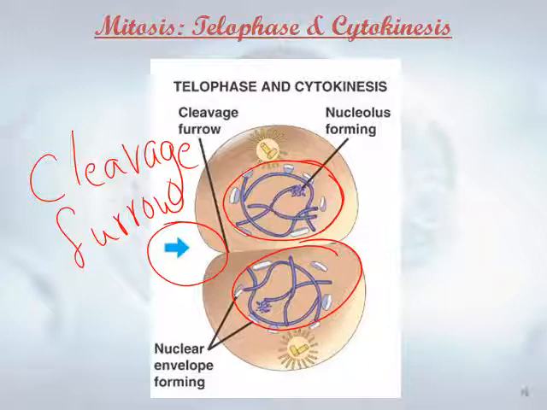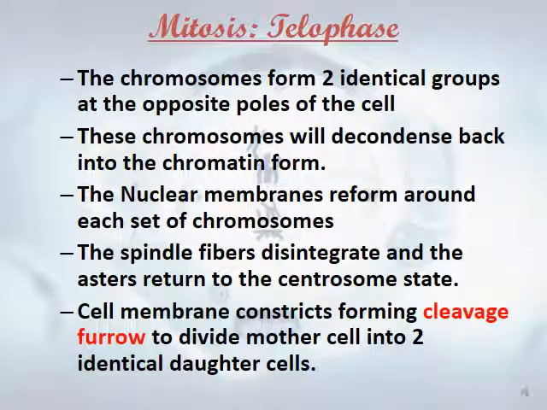The nuclear membrane will reform, will appear again around each set of chromosomes. Here the nuclear membrane will start to reappear, and the spindle fibers disintegrate, and the cell membrane will constrict. This is the constriction site. The cell will constrict here, forming what's known as the cleavage furrow, to divide the mother cell into two identical daughter cells.